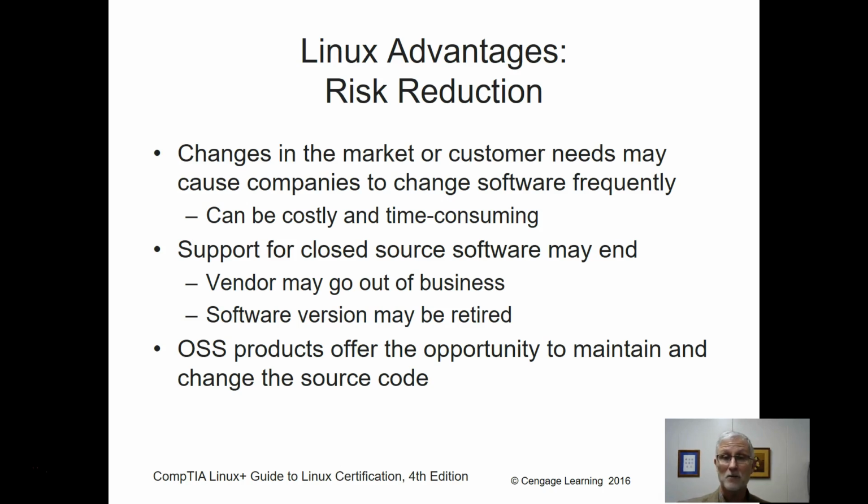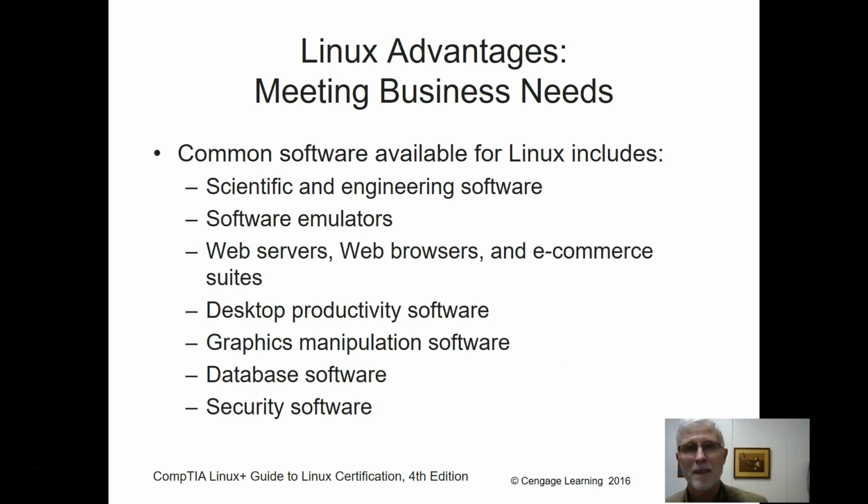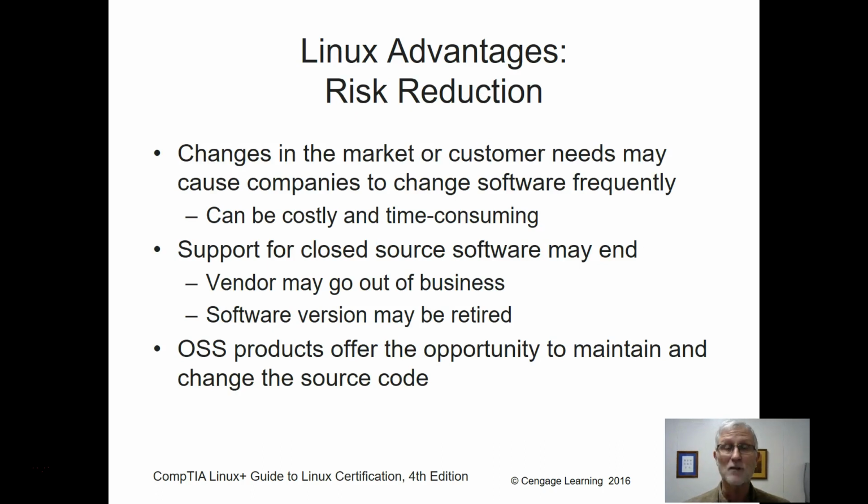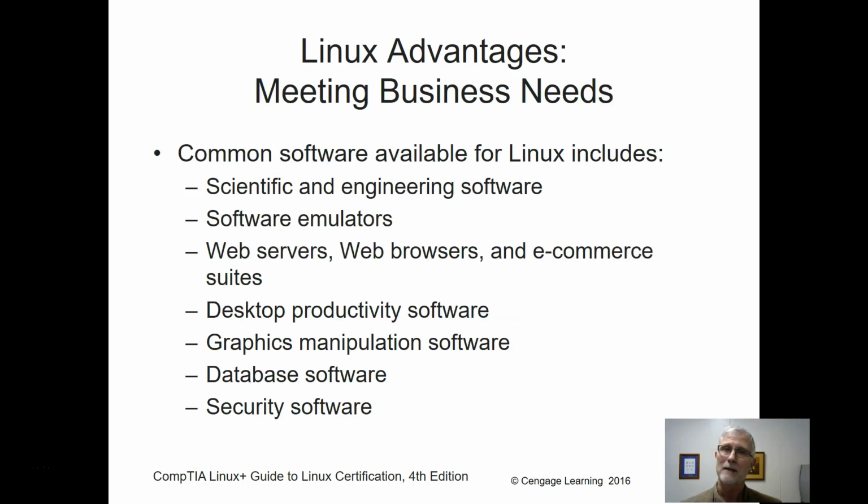OSS products offer the opportunity to maintain and change source code. But a lot of the advantages, it says, are that it reduced the risk of making changes to it. Because it's open to so many different people, it's definitely meeting business needs. Common software available includes scientific and engineering software, webinar software, emulators, web servers, browsers.